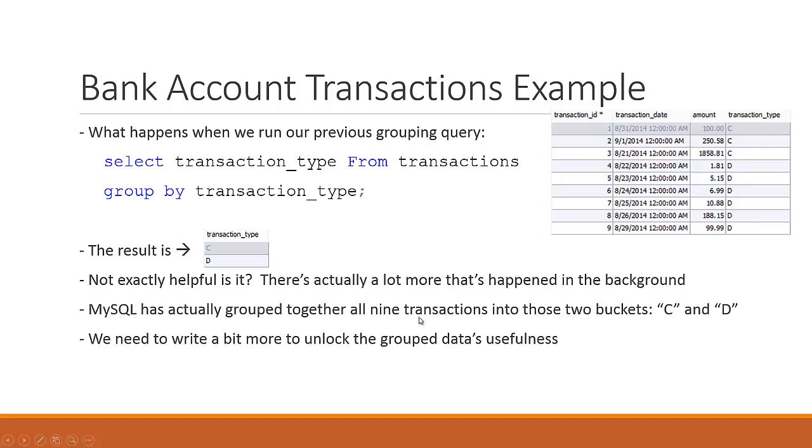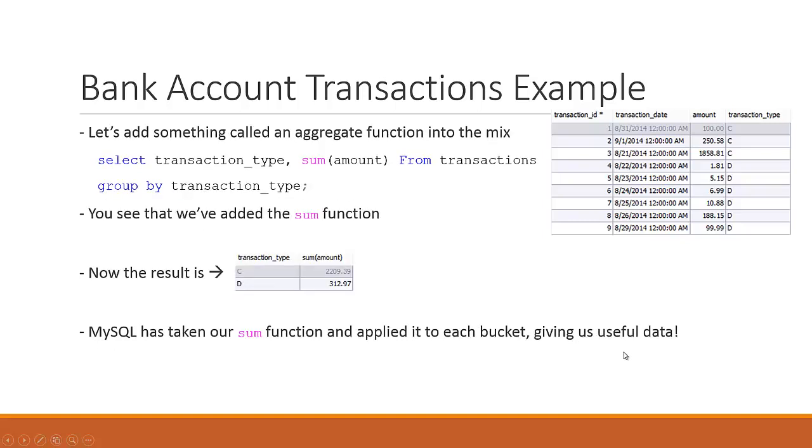So MySQL actually has the data behind these two transaction type buckets that it's showing you. Okay, but we'll need to write a little bit more SQL script to actually unlock the grouped data's usefulness. So obviously, we're going to do that right now. Again, I've left the transactions here for your reference. So now let's add something called an aggregate function into the mix.